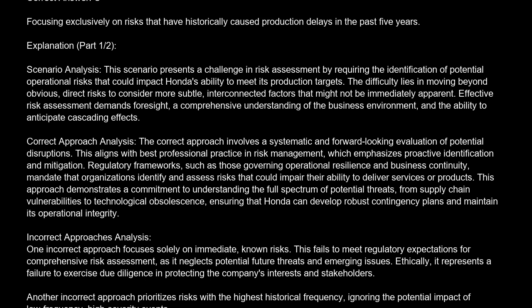Regulatory frameworks, such as those governing operational resilience and business continuity, mandate that organizations identify and assess risks that could impair their ability to deliver services or products. This approach demonstrates a commitment to understanding the full spectrum of potential threats, from supply chain vulnerabilities to technological obsolescence, ensuring that Honda can develop robust contingency plans and maintain its operational integrity. Incorrect approaches analysis. One incorrect approach focuses solely on immediate known risks. This fails to meet regulatory expectations for comprehensive risk assessment, as it neglects potential future threats and emerging issues.